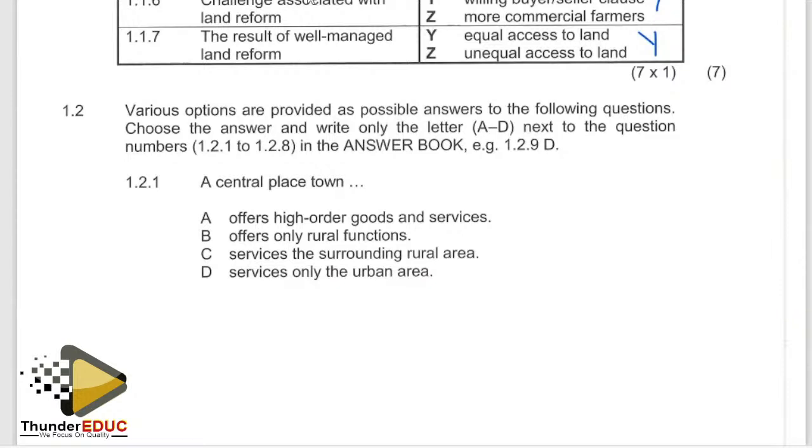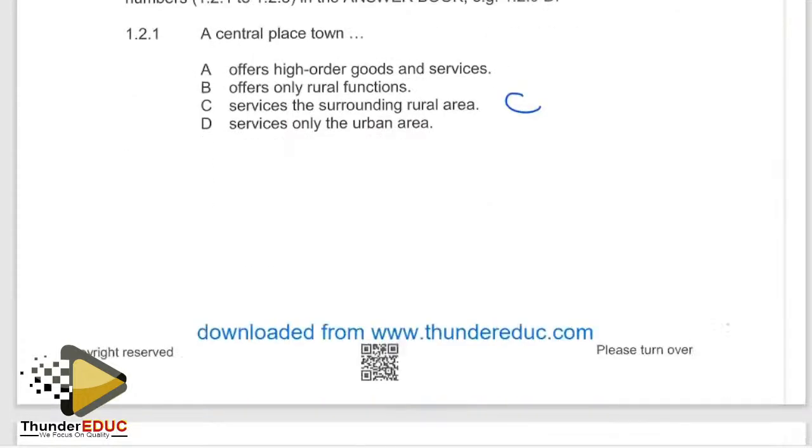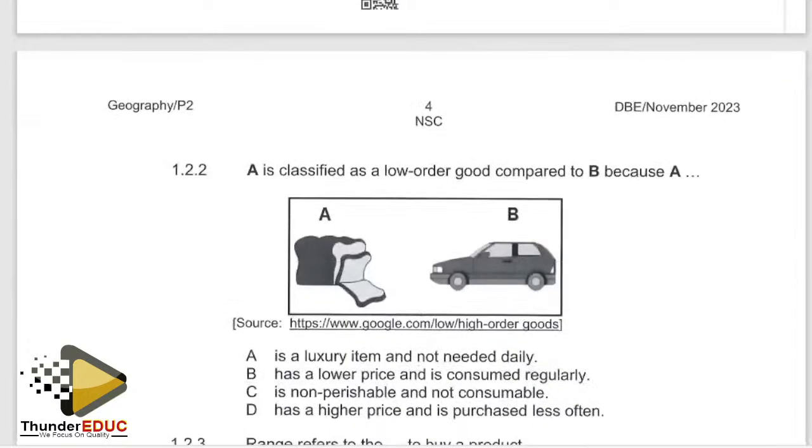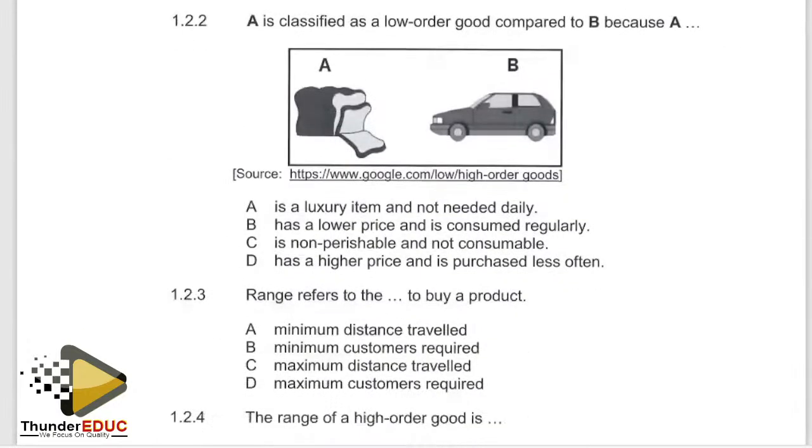Services the surrounding rural area. We go to the next question. Next question says, A is classified as a low order good compared to B because A has a lower price and is consumed regularly. You know, everyone wants bread.